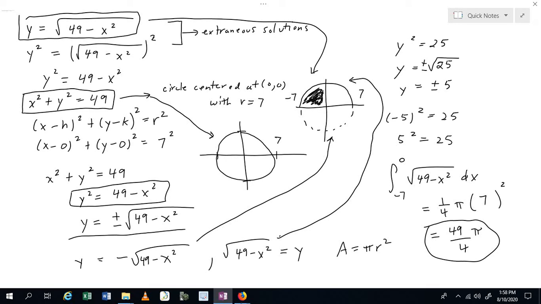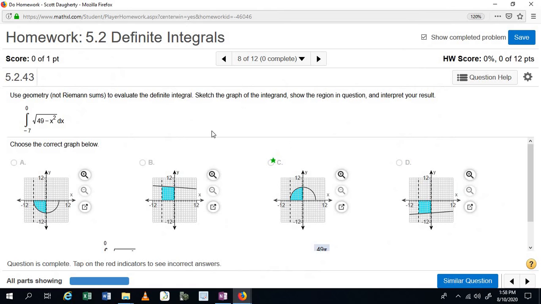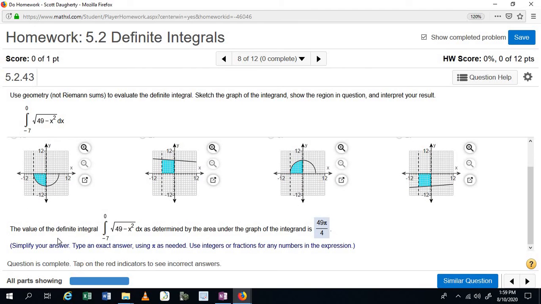Okay, so let's just go back and check that answer. The graph would look like C. That's the graph of this definite integral, the net area that's associated with this definite integral. And then the net area that this definite integral describes is 49 pi over 4. And we found it geometrically.